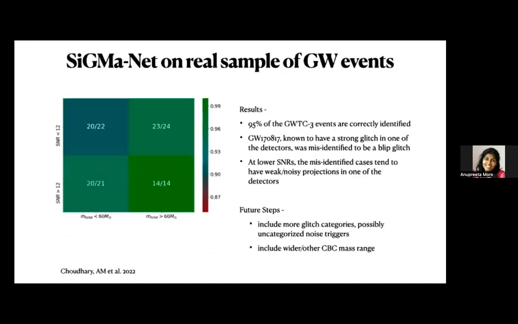And then we also tested on the real sample of events. We did not run it on the entire data, but only on the selected events that are released from the collaboration. So that's the latest catalog of GWTC-3 events. Out of those, we found that 95% of them are correctly identified. And this just again shows as a function of low and high SNR, function of low and high mass of the system.